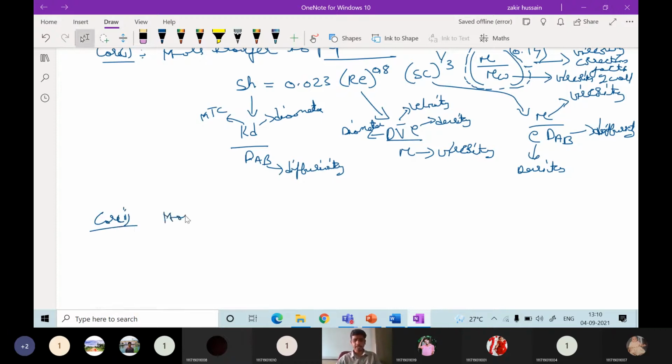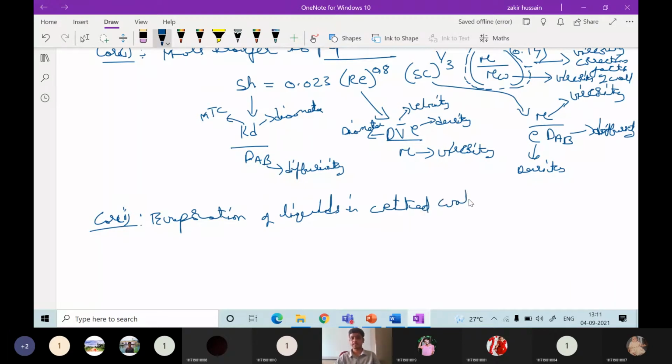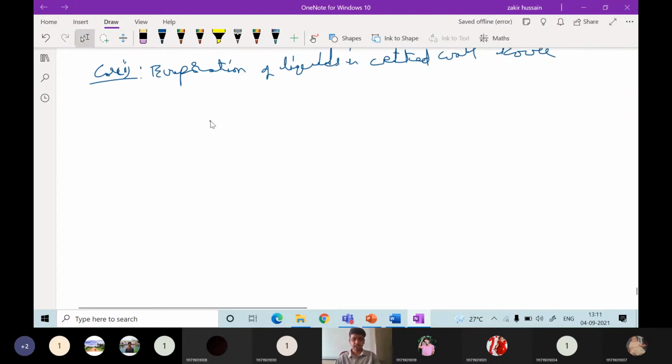Case 2 is evaporative mass transfer. The second one is evaporation of liquids in a wetted wall tower. In the wetted wall tower, if the liquid is evaporating, then in this particular case the equation applicable is the Sherwood number.